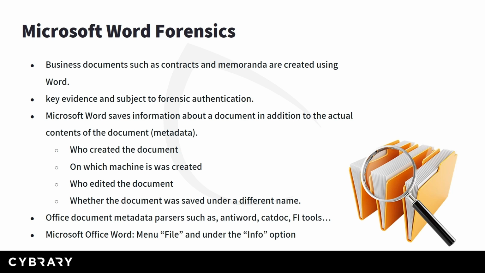We can use document metadata parsers such as AntiWord, CatDoc, FITools, among others, to review this information. Or in Microsoft Office Word, we can go to the menu File, and under the Info option, we will be able to see information about the file.